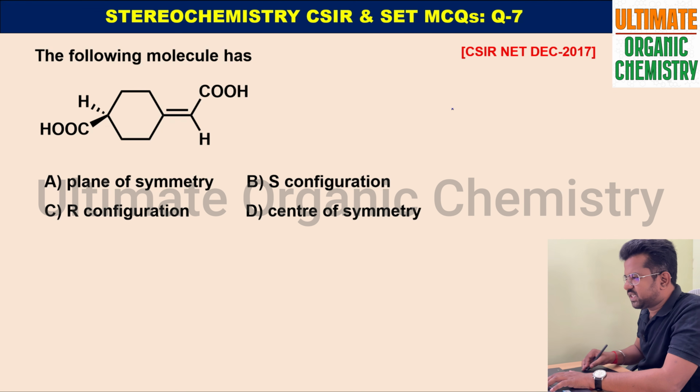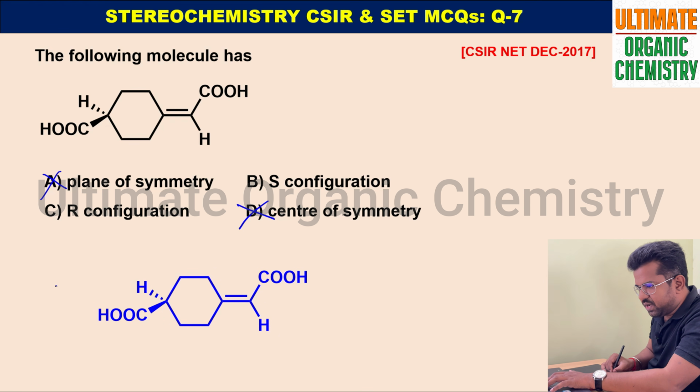Question number 7. This question was asked in CSIR-NET December 2017. They have given a molecule, you need to find out which is the right answer. This molecule has plane of symmetry, option A. This molecule does not have plane of symmetry, you can perform it. And you need to find out the R or S configuration. This molecule has center of symmetry, this molecule does not have any center of symmetry. So this will be optically active compound. So you need to find out whether the configuration is R or S.